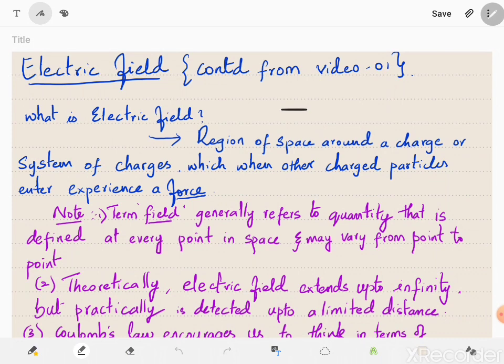What is this electric field? Electric field is said to be a region of space around a charge or a system of charges which, when other charged particles enter, they experience a force.